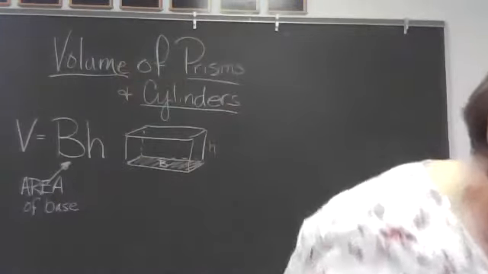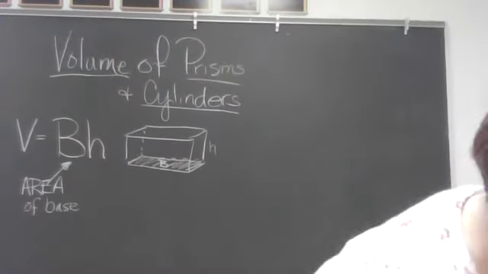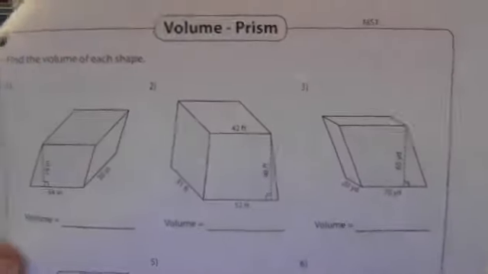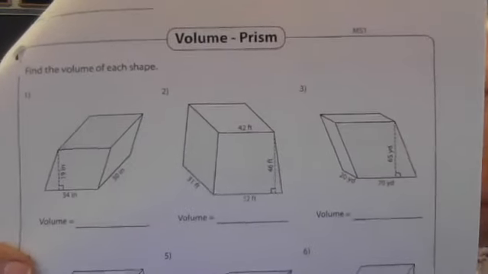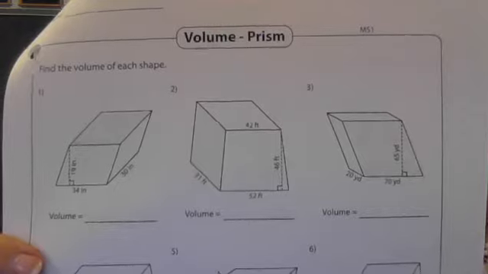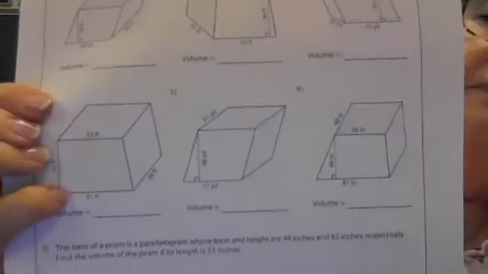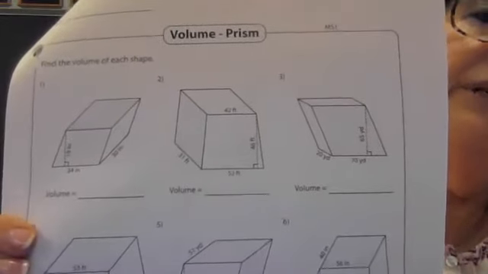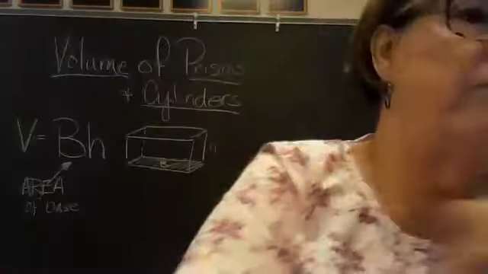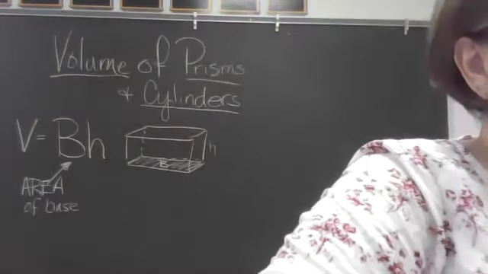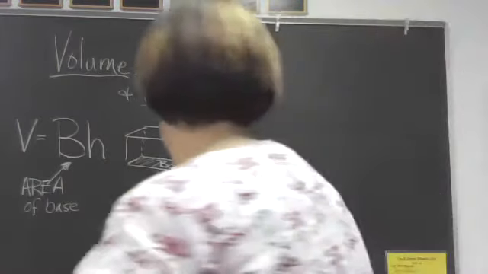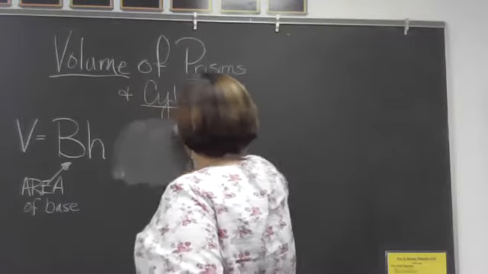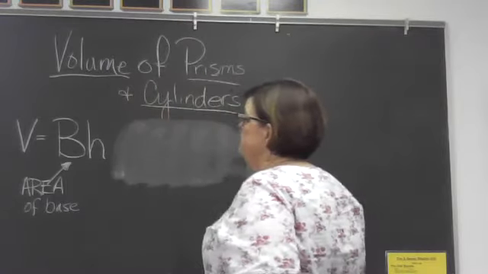Here's what our worksheet looks like for today. We're on page 12 of the same worksheet packet. Right here, we're talking about trapezoidal and parallelogram prisms. Page 12, that's it. So, good news, the formula is exactly the same.